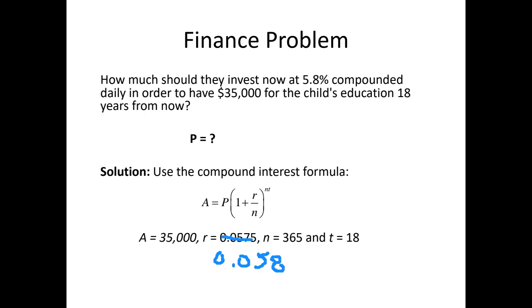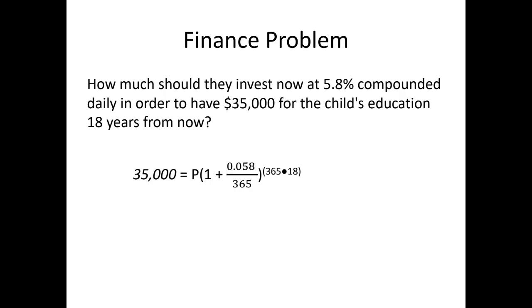Oh, then that means my n is 365, and from the time the child was born till they turn 18, 18 years have passed by. So our time is going to be 18. T is equal to 18. So again, I'm going to plug everything into my calculator. And I showed you my steps on this one because this one's a little bit more complicated.